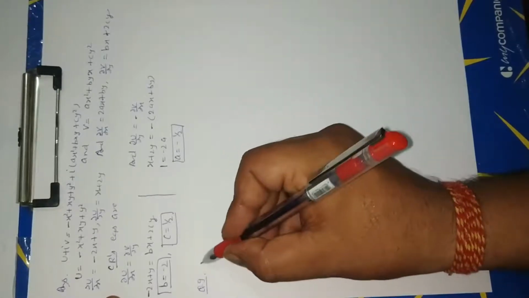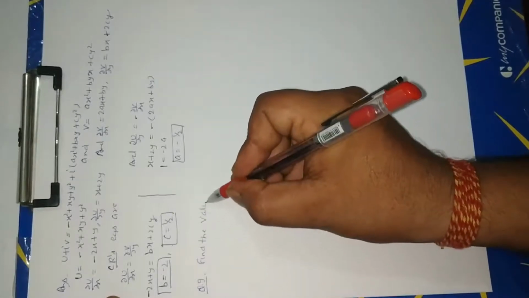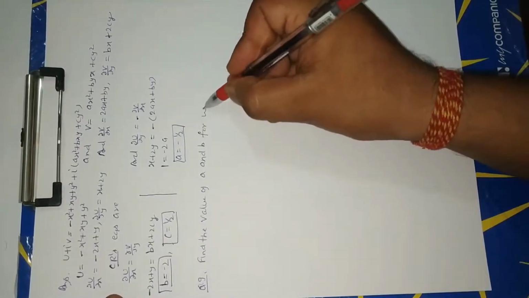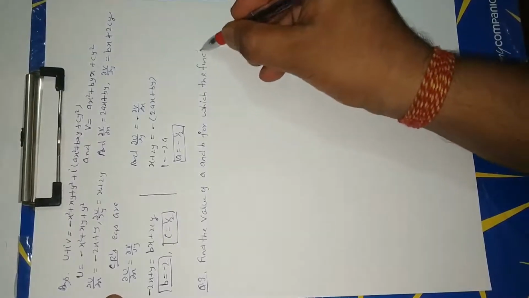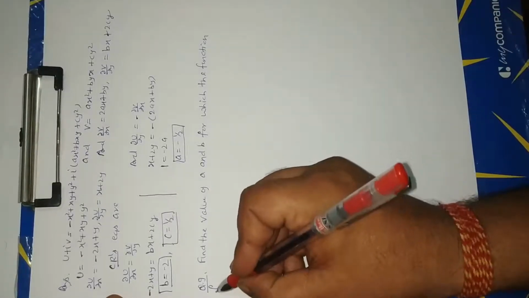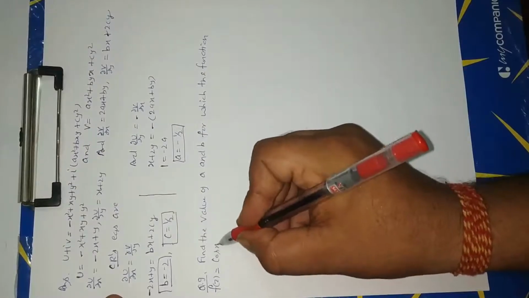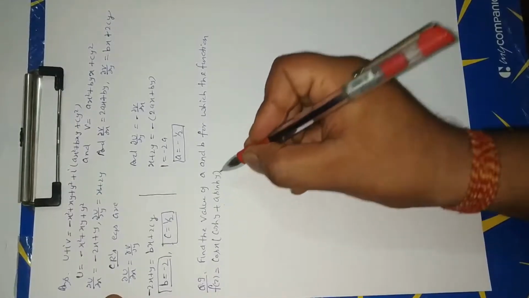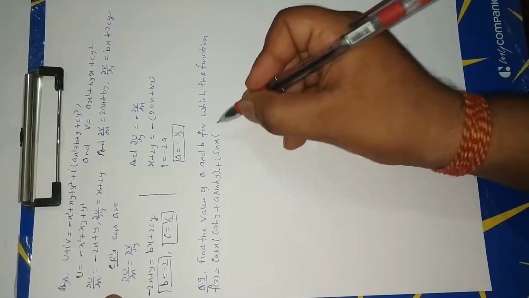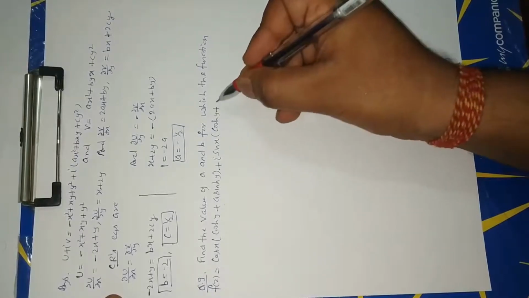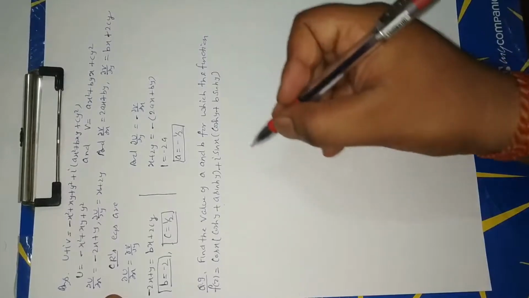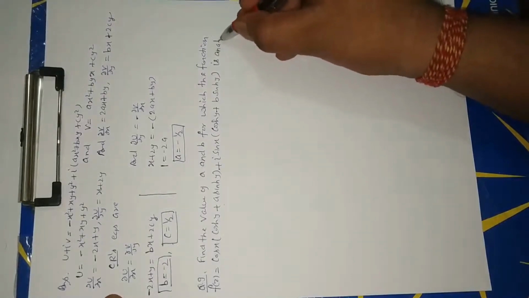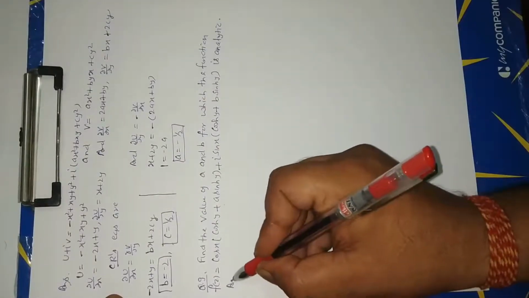Now next question, question number 9. Find the values of a and b for which the function f(z) equals cos x into (cosh y plus a sinh y) plus i sin x into (cosh y plus b sinh y) is analytic. Now answer.